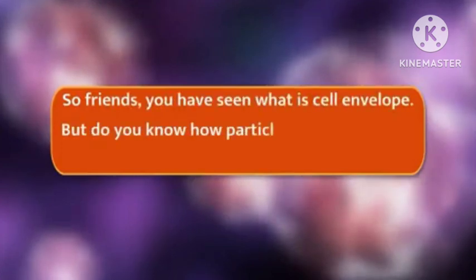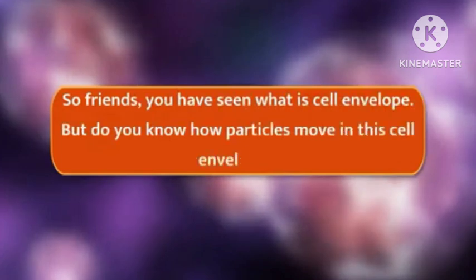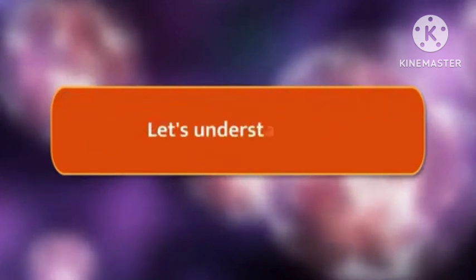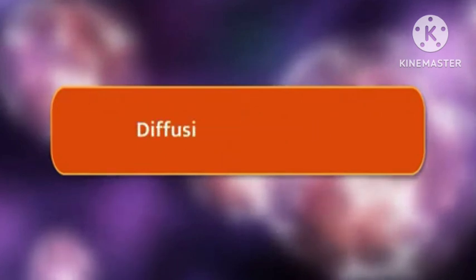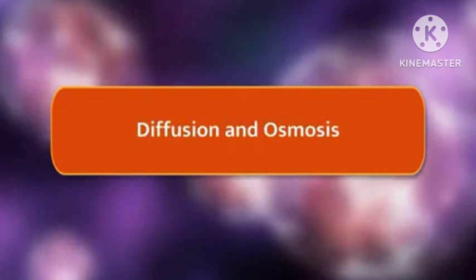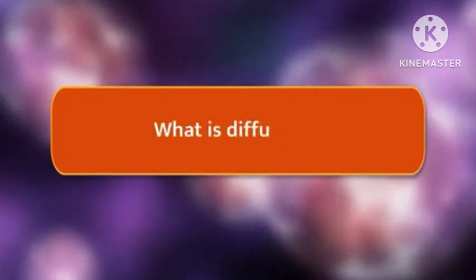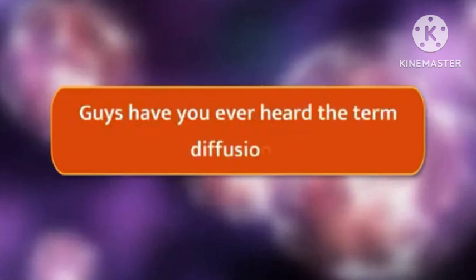This we have done. How the particles move in and out of this cell envelope, now we will see. This process is named osmosis. There are two ways, diffusion and osmosis. We will see both ways, how these things move in and out of the cell. And what is diffusion?